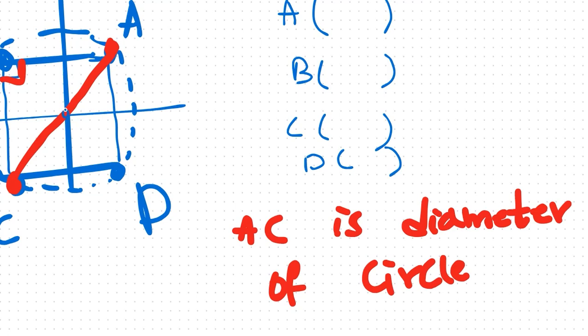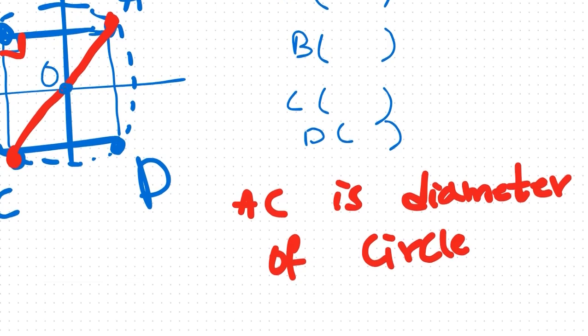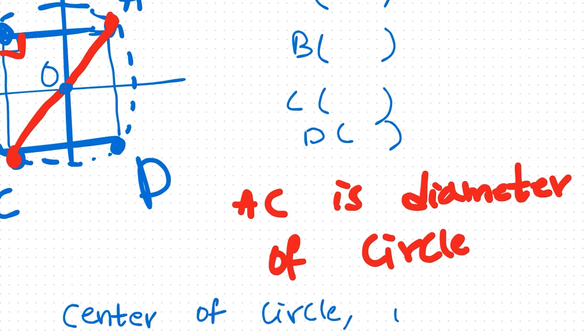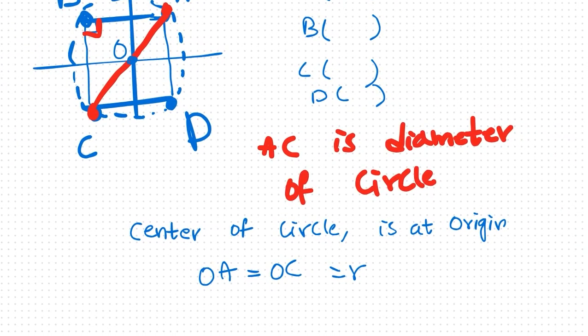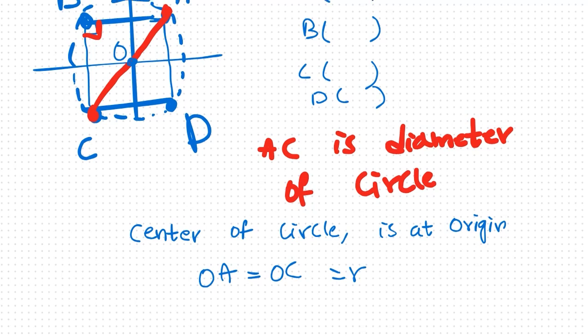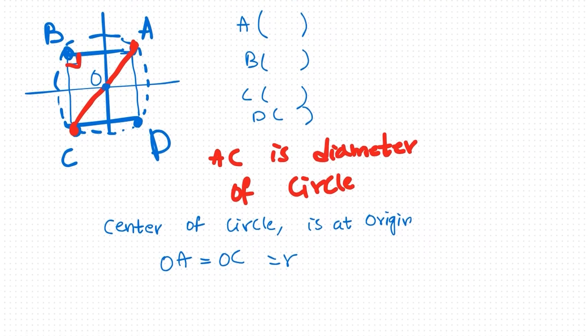So we know that the center of the circle lies at the origin. So basically OA is equal to OC, the radius. Any doubt? No. Okay. This R is important, right? To find the length of R, that is important, to find the coordinates of A, B, C, D. So how do you find length R?